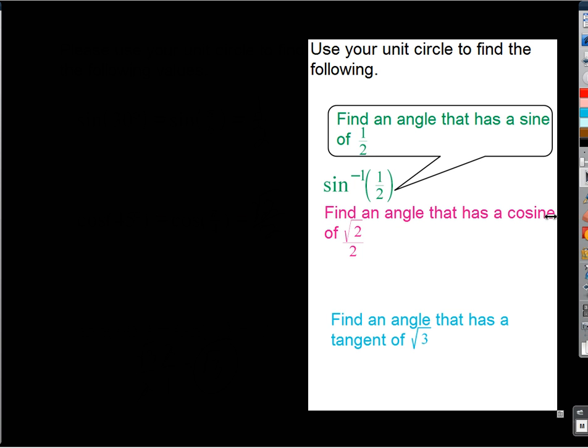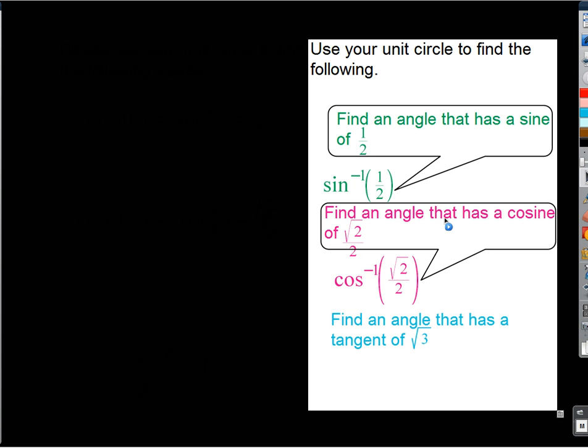So find an angle that has a cosine of the square root of 2 over 2. That's the inverse cosine of √2/2. Find an angle that has a cosine of √2/2. This guy, inverse tangent of the square root of 3. Find an angle that has a tangent of square root of 3.